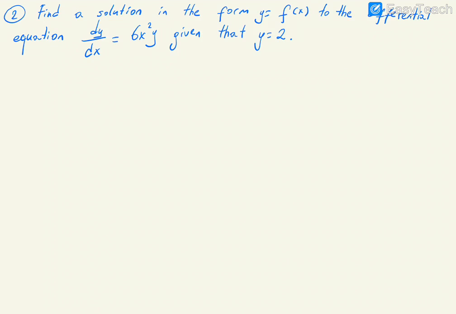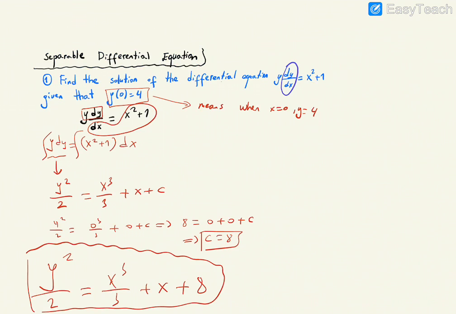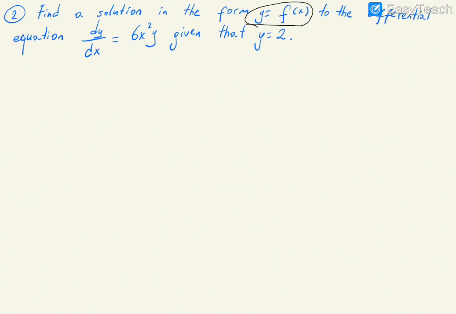Now let's have a look at the second type of question. Here be careful, guys, because it says find the solution in the form of y equal to f of x. That's a really important point, because I need to get y. Like in the previous one, as you see, I didn't get a y function. I said y squared over 2 because my whole purpose in that one was to get the c. But in this one, it's written in the form of y equal to f of x.